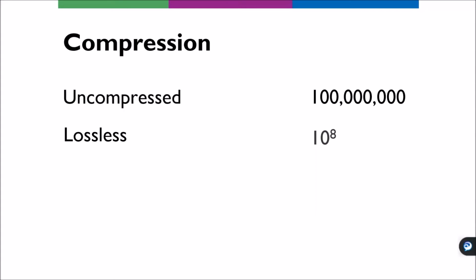For example, the uncompressed version of 100 million is 100,000,000 above. The losslessly compressed version is 10 to the 8th. They equal the same thing, but one is represented using far less data. It takes some computing to decompress the 10 to the 8th, but it ends up equaling the same. That's an example of losslessly compressed data.